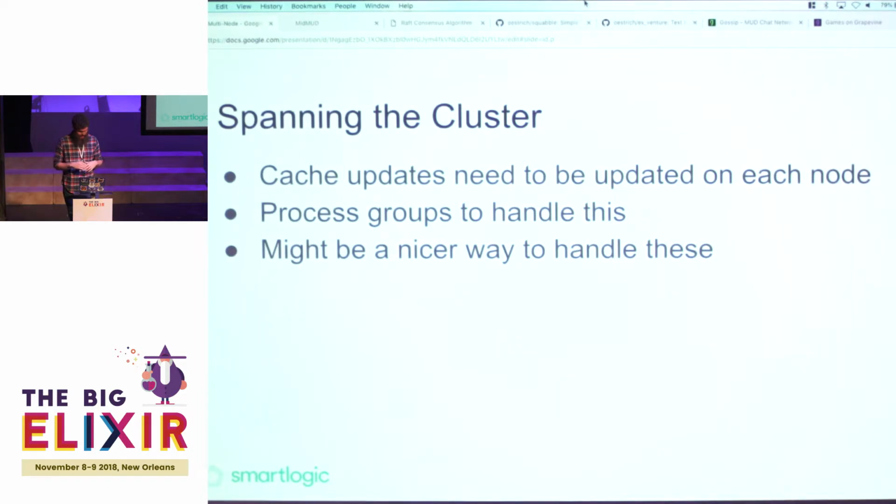Next, we have to span the cluster. So these are updating the caches across the cluster. Instead of just keeping it on your local node, when you do an update, you want to push it to the other nodes. So this uses process groups, PG2. This is the one spot that I'm not super sure about, and if you know something, let me know.